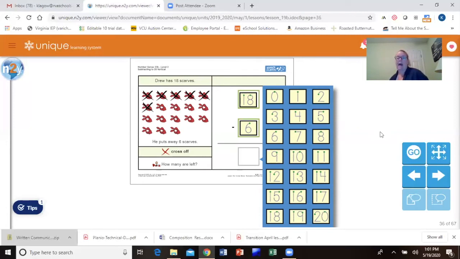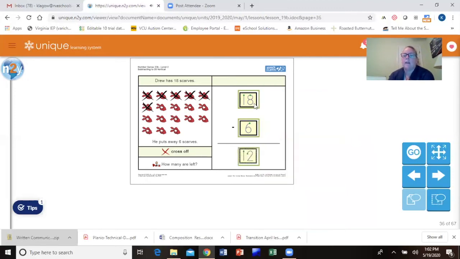If you want to match, I'll show you the number 12 on my whiteboard. Okay? There's the number 12. If you can find the number 12, point to it. You pointed here. You are correct. 18 take away 6 is 12.